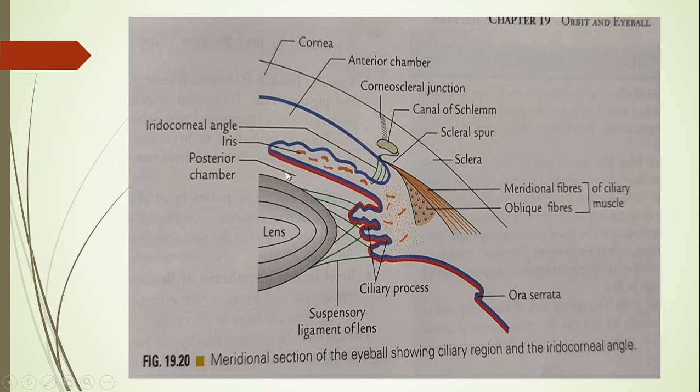Aqueous humor can be seen in the cavity in front of the iris and behind the iris. The cavity between the cornea and the lens is divided into the anterior chamber and the posterior chamber by means of the iris. In front of the iris is the anterior chamber. Behind the iris is the posterior chamber. They are filled with fluid, which is named the aqueous humor. So the ciliary body, or the ciliary processes, are responsible for the production of aqueous humor. It's a plasma-like fluid which can be seen in this cavity.